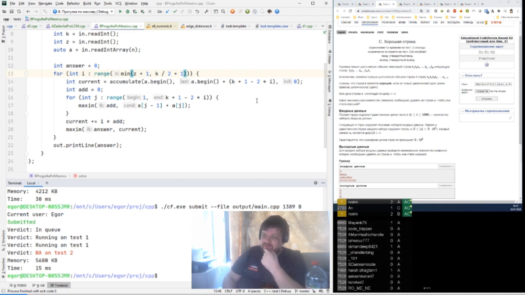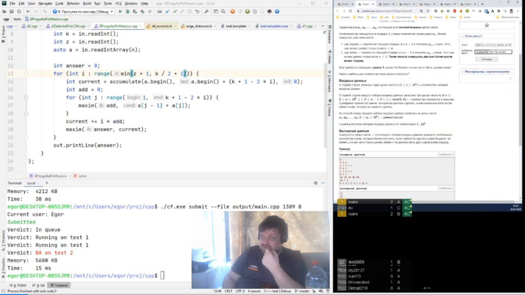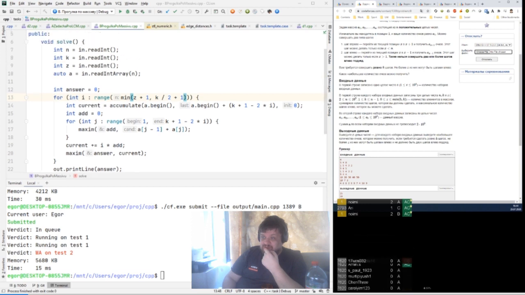That's the moment you understand that the solution is very bug prone, and it's very hard to find bugs in it, which is a rather bad situation.